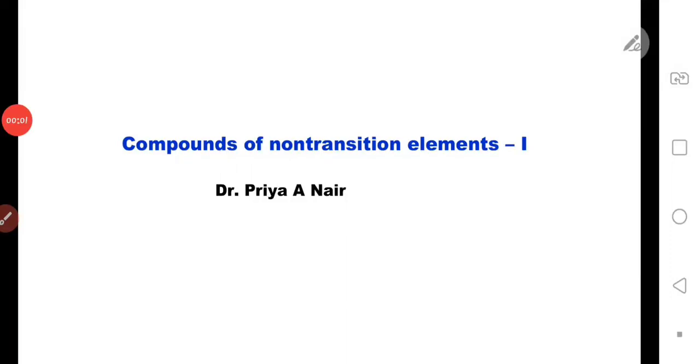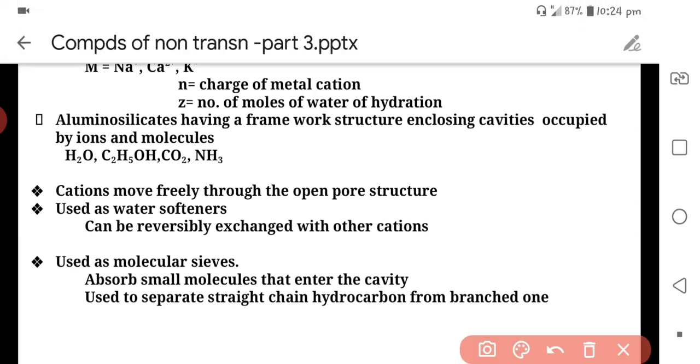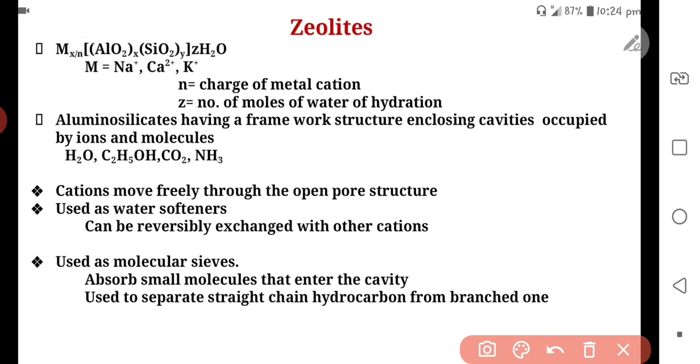Good morning students. Now we move on to the next topic in the compounds of the non-transition elements 1. In the previous class we have seen about the silicates, what are silicates, and we also saw the classification of silicates. Now we see another compound, that is zeolites.